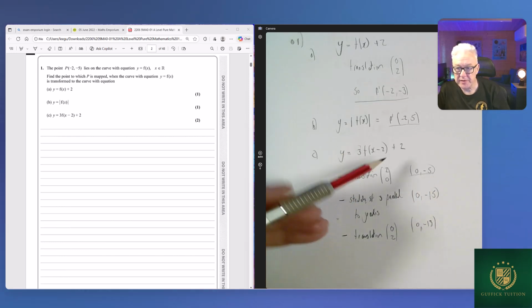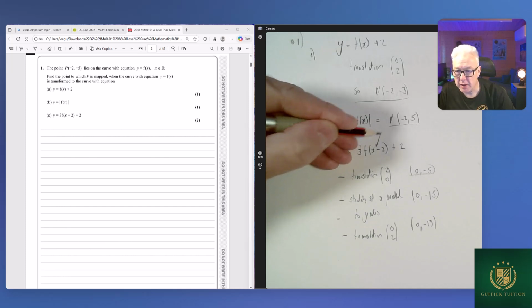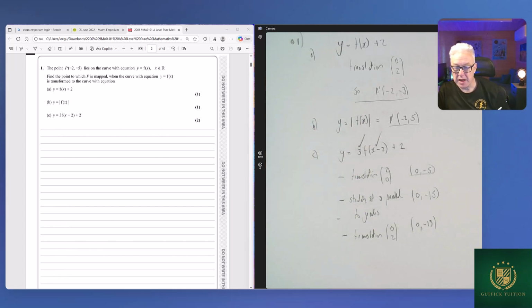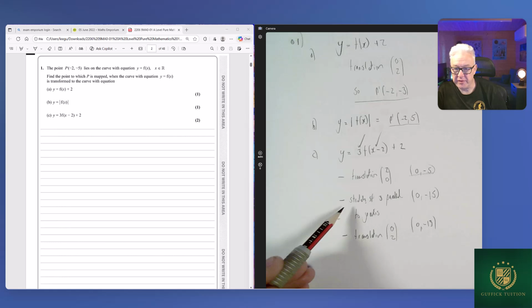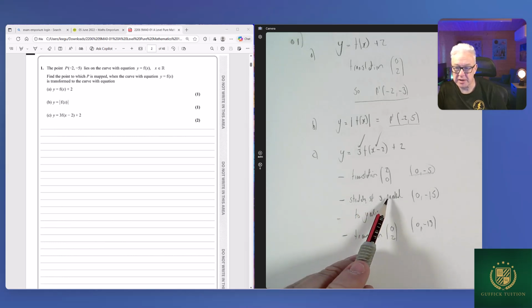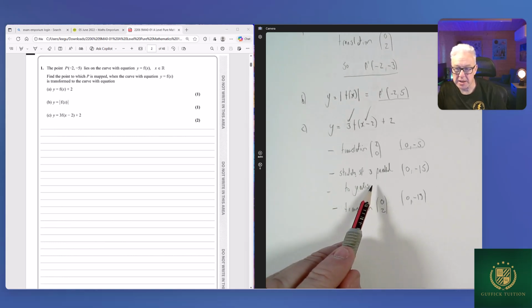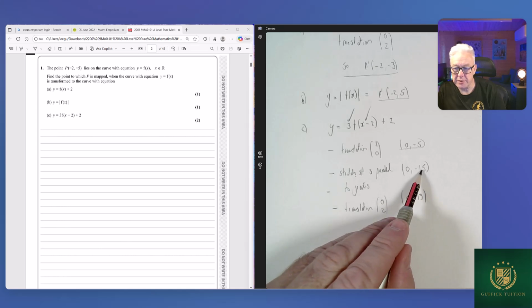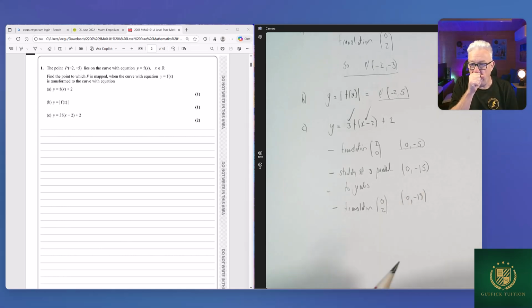Next, we've dealt with the bracket there. Now let's deal with the 3. So that is going to be 3 times f(x), which is a stretch of scale factor 3 parallel to the y-axis. So that's going to go to (0, -15).